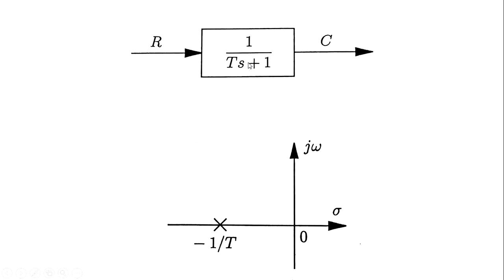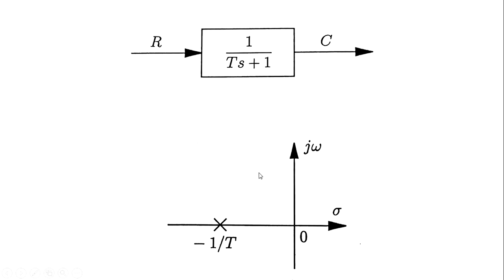Remember, poles are the roots of the denominator. Zeros are the roots of the numerator. So in this case, I've got one particular pole. That pole is at the root of the denominator, negative 1 over T. Okay, so we're going to explore this a little bit more today.